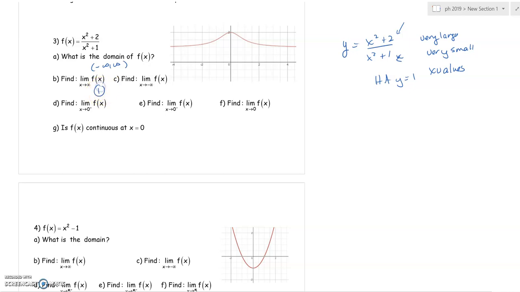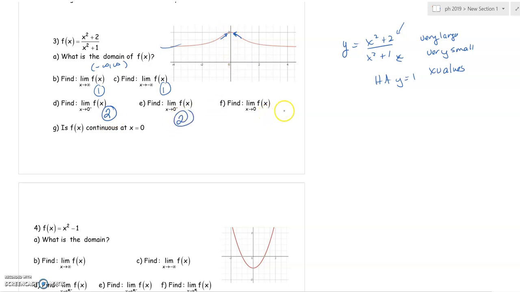What about the limit of the function as x approaches 0 from the right? Notice as x is getting closer and closer to 0 from the right, our y value, our f of x, is 2. As x approaches 0 from the left, our y value is 2. So the limit of the function as x approaches 0 does exist because the right and the left-hand limits both exist, and they are both 2.